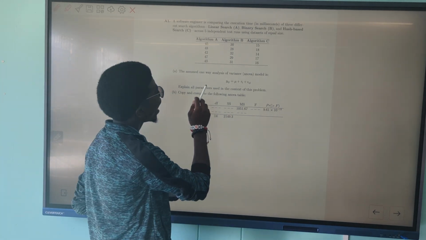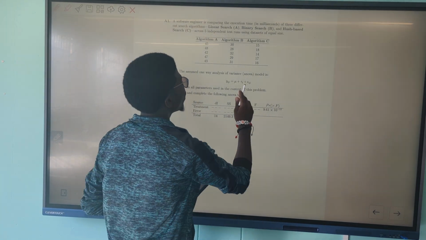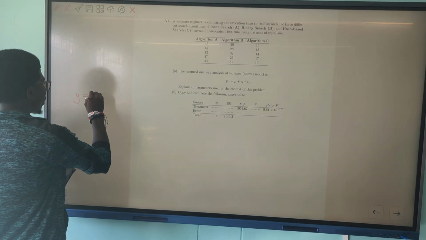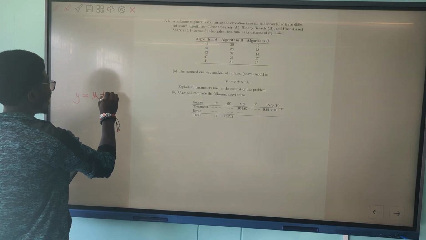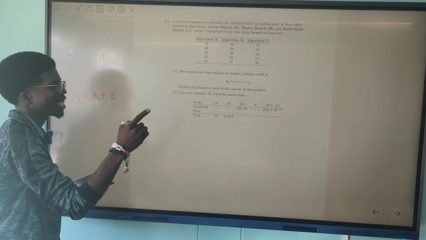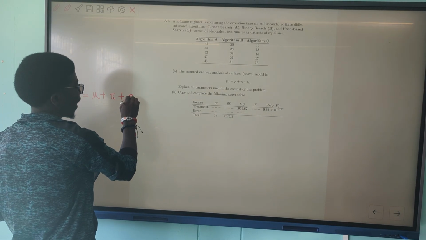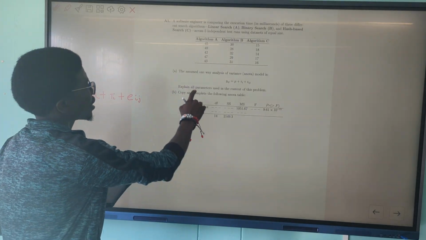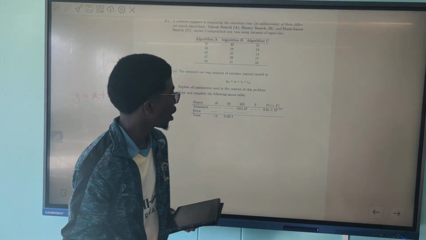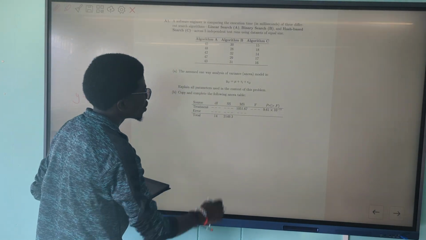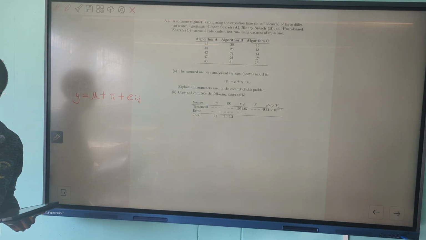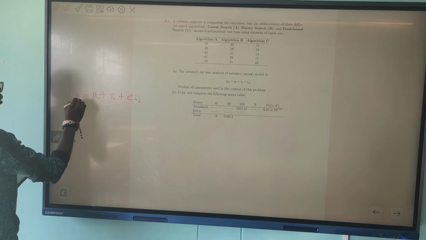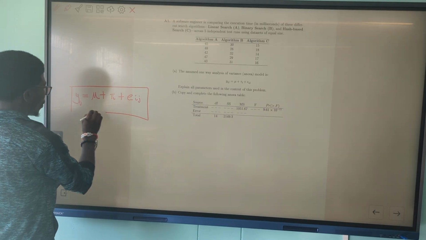The assumed one-way ANOVA model is Y_ij equals mu plus tau_i plus e_ij. Are we together? That's the ANOVA model that we have. Explain all parameters used in the context of this problem. So we want to identify each and every parameter that we have in this model. Are we together?